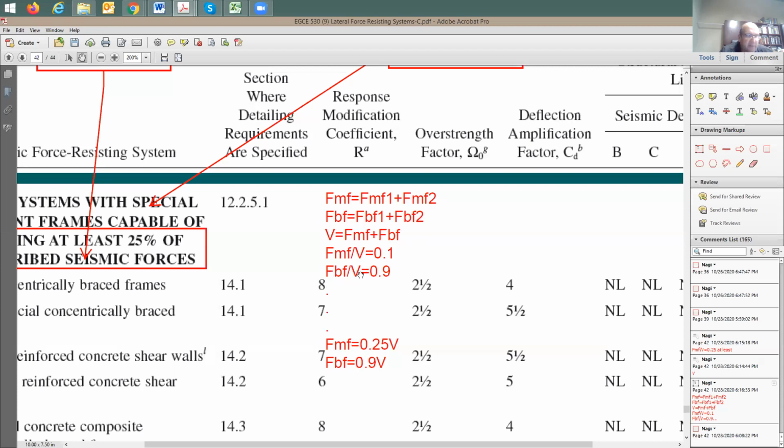So this doesn't mean that you're going to design this here for 75% for the balance. No, it means that you're going to keep this to be 90% as is. You don't change it.